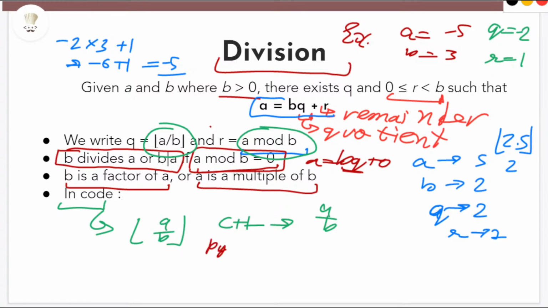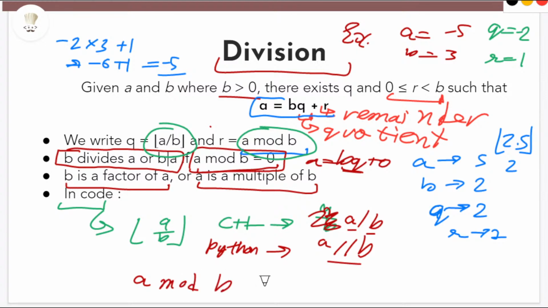But if you are in Python, you have to write a double slash here, whereas in C++ you just write a single slash. If a and b are already of the type int, in C++ you can just write a by b to get the quotient, and you write a mod b as a percentage b. You read this as a mod b as well. In C++, Python, Java, in around every language, this is the standard in which you write a mod b, right?